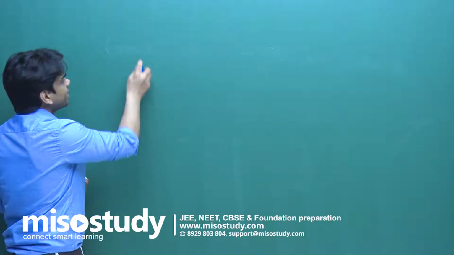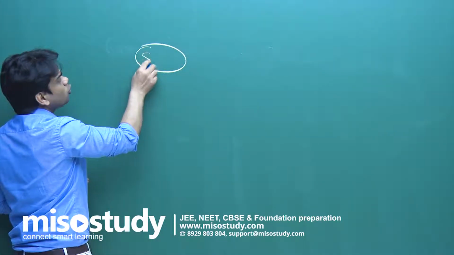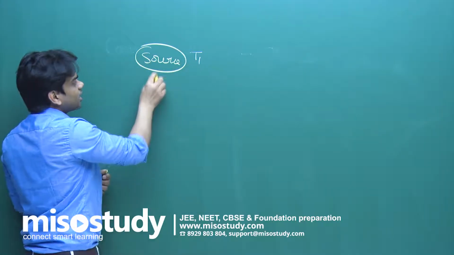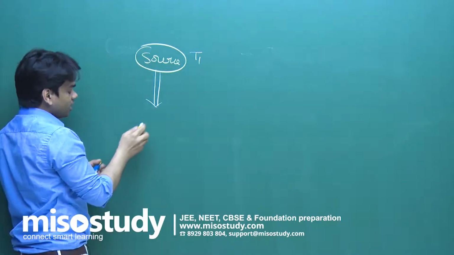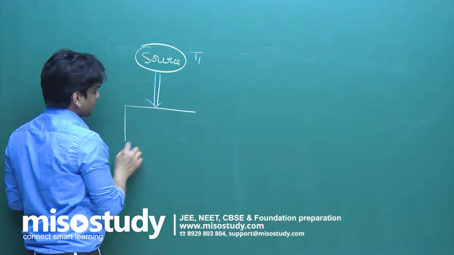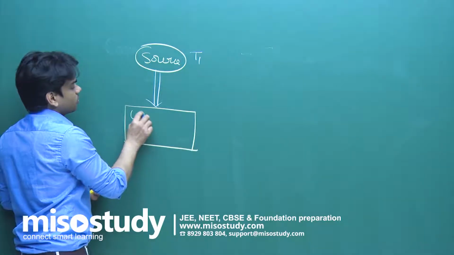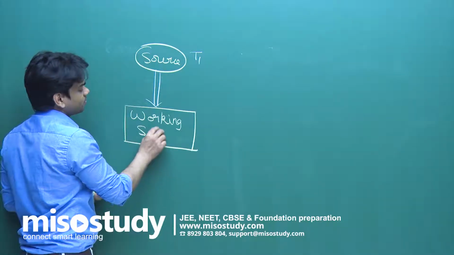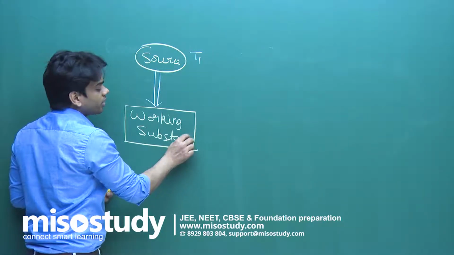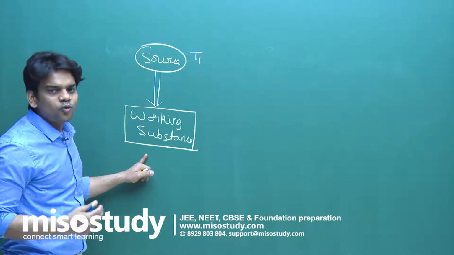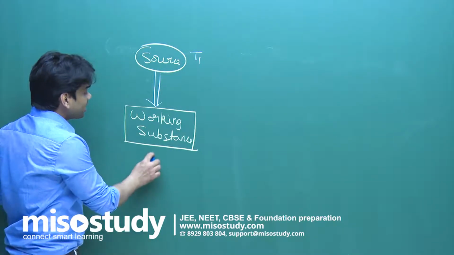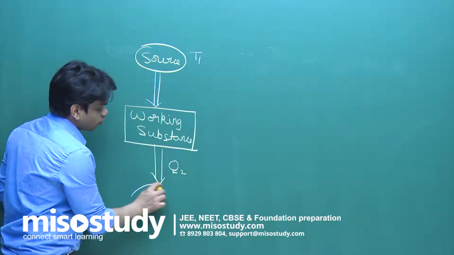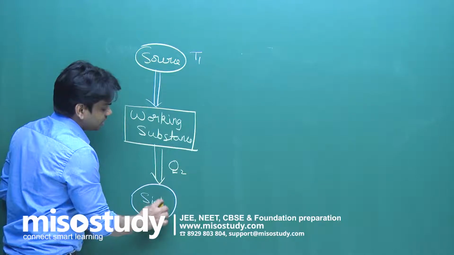In the heat engine case, we had a source at a particular temperature, let's say the temperature is T1. It supplied a certain amount of heat to a working substance. You must be knowing about the working substance, that is the gaseous system that we have taken. This working substance did some amount of work and then rejected some amount of heat energy to the sink. This is what we have learned in the last class.